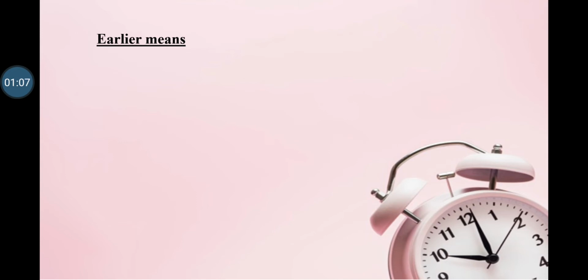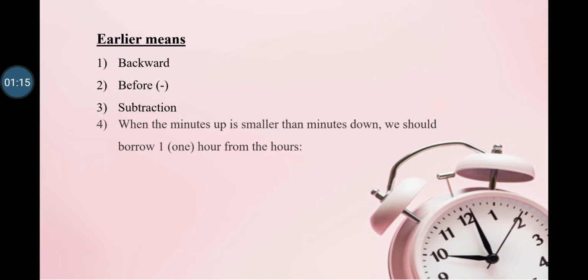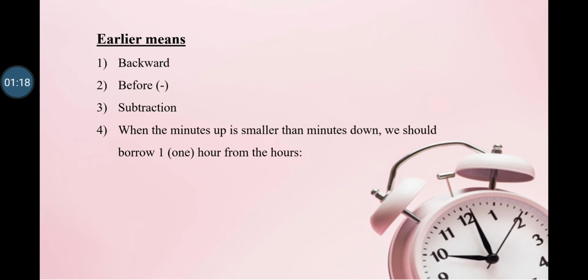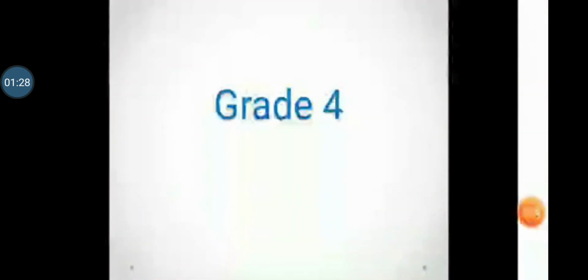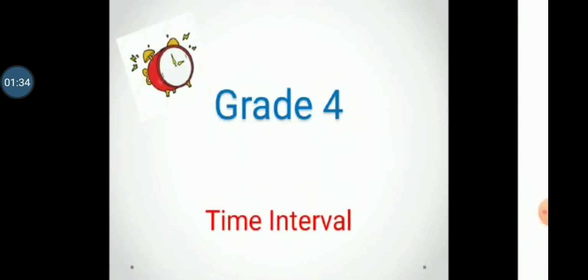My dear students, these are some main concepts. Earlier means backward, before, subtraction, and when the minutes up is smaller than minutes down, we should borrow 1 from the hours, and we have to add 60 in the minutes and subtract 1 hour from the hours. Let's start learning by some examples. What is the time interval and how we can solve the subtraction problems.